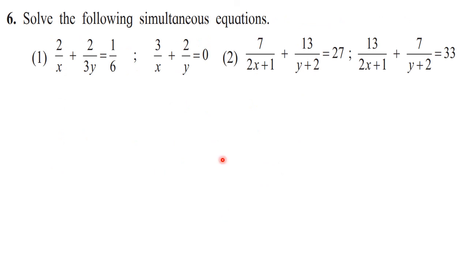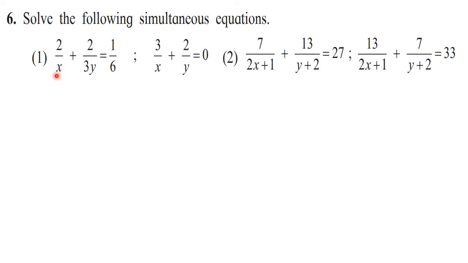Question number 6. Solve the following simultaneous equations, which are based on equations reducible to the form of simultaneous equations. That means the equations provided are not simultaneous linear equations in the present form. Linear equations have degree 1, but here the variables are present in denominators. So the degree is not 1, and they are not linear equations.